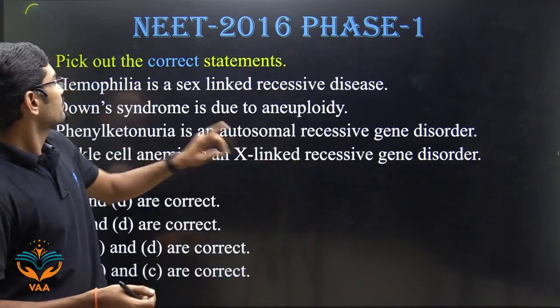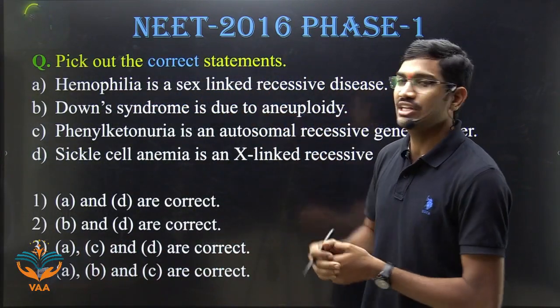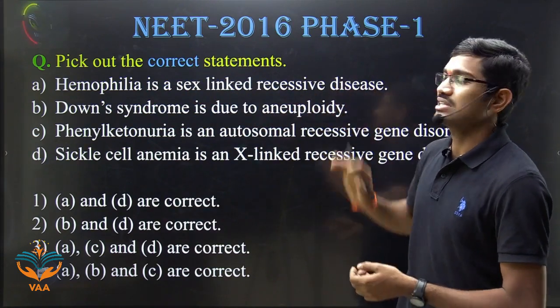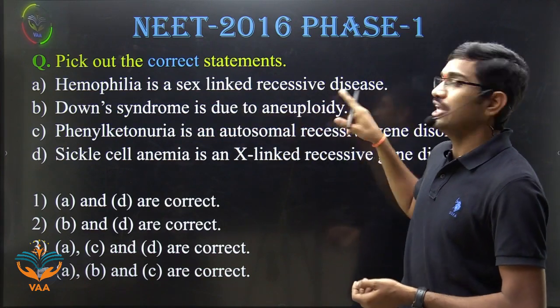Okay. Next one is regarding pick the correct statement. Very important. Correct statement we need to identify. Hemophilia is a sex-linked recessive disease. Yes, this is the correct statement. Next one. Down's syndrome is due to aneuploidy.